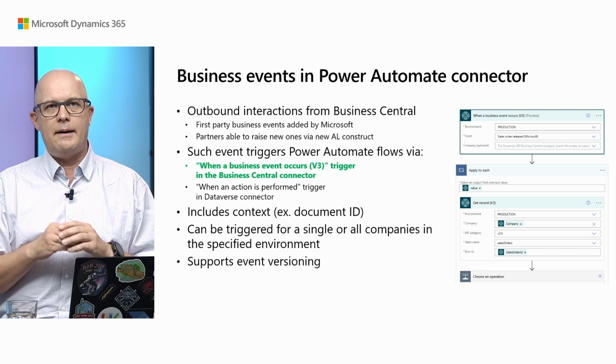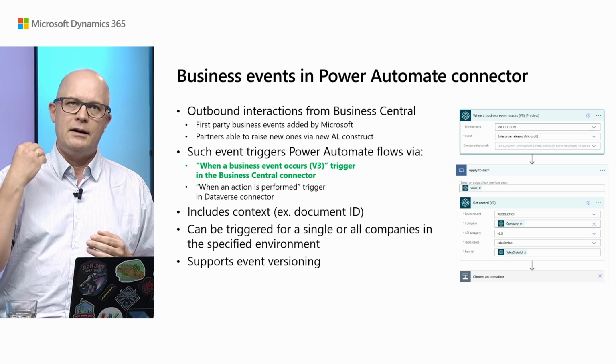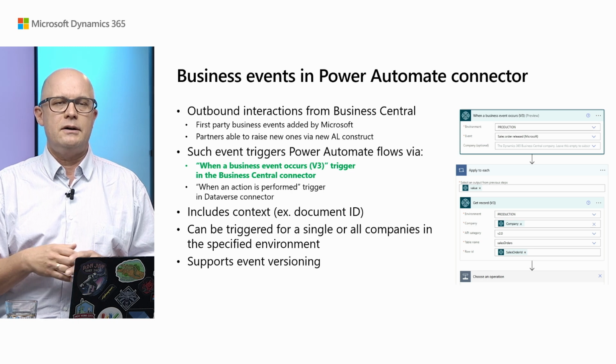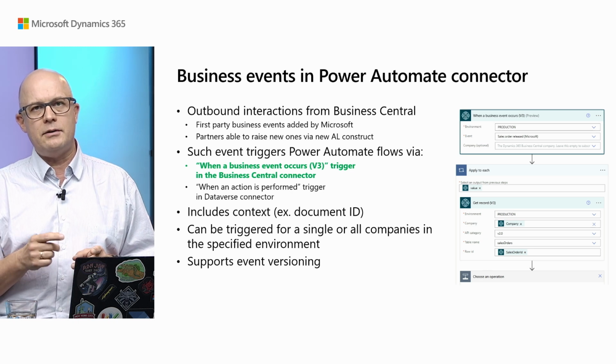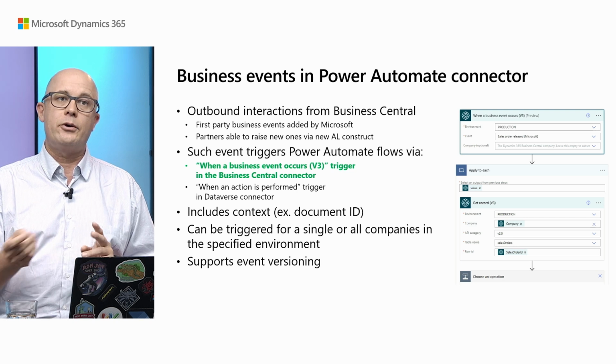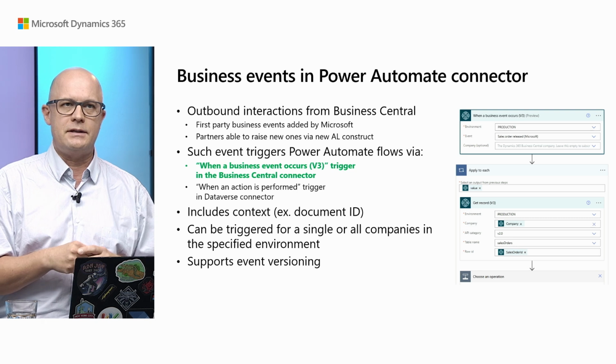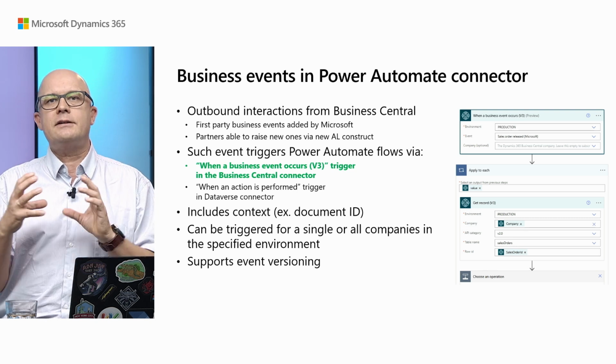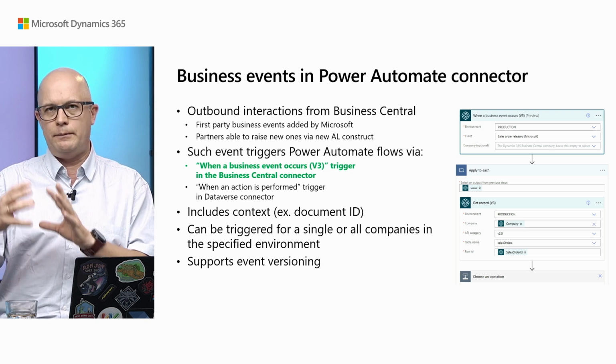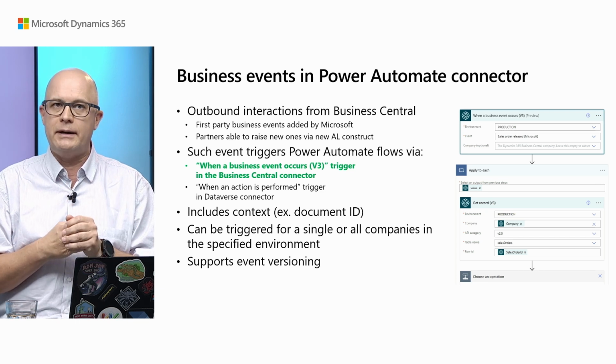And then you use a Power Automate trigger when a business event occurs, or if you're using virtual tables, if you're visualizing our data, you can also use the Dataverse trigger and react on those business events. That event passes a specific context to Power Automate, for instance, a document ID.